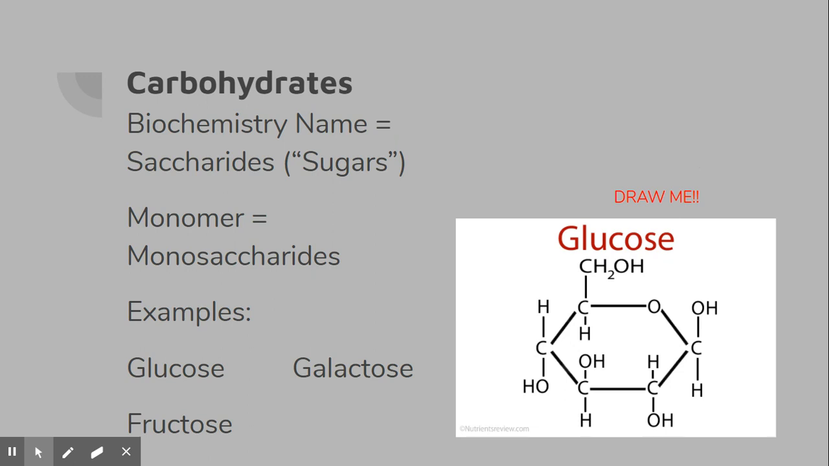No, just kidding. Okay. So carbohydrates is actually the nutritional term. The biochemistry term is saccharides. And saccharides literally means sugar. Now we know that the monomer is a monosaccharide. And there are three monosaccharides you need to know: glucose, galactose, and fructose. Hopefully, one thing you will notice about all three of those examples is that they all end in ose. So if you see a word in biochemistry that ends with ose, you're probably talking about a saccharide or a carbohydrate.